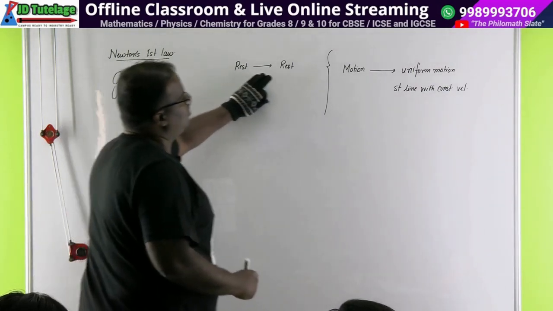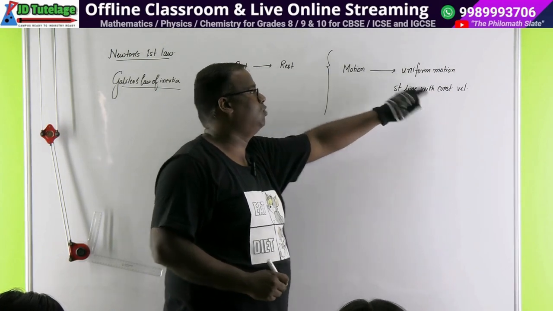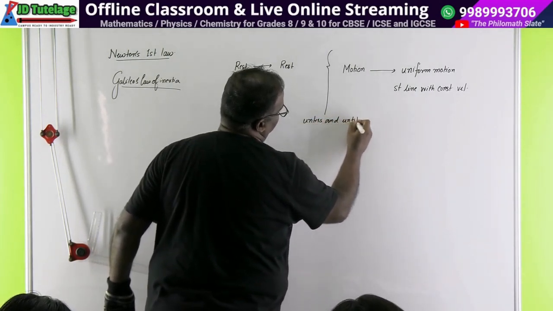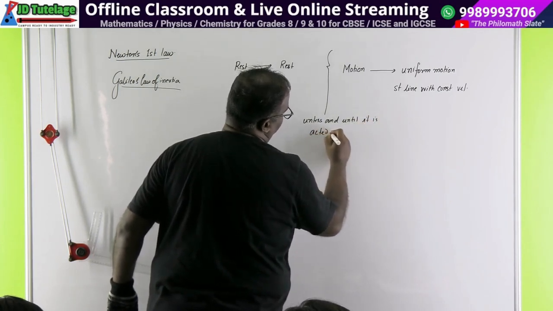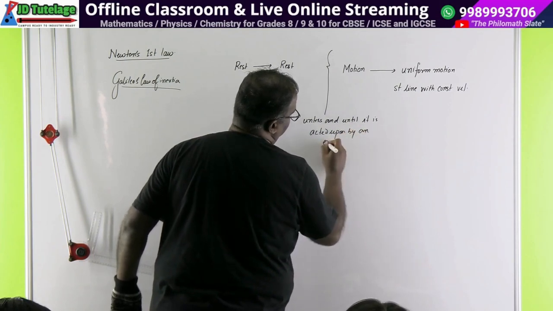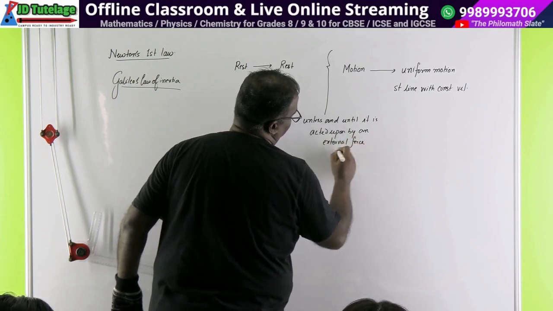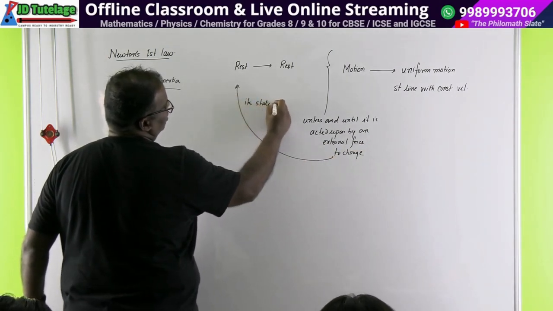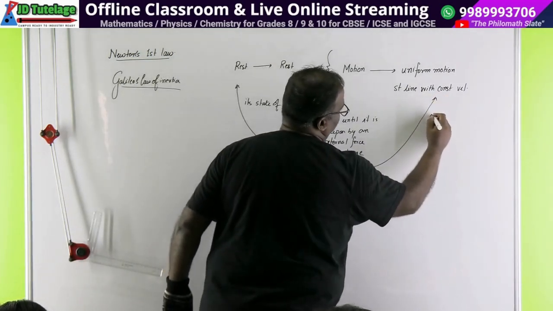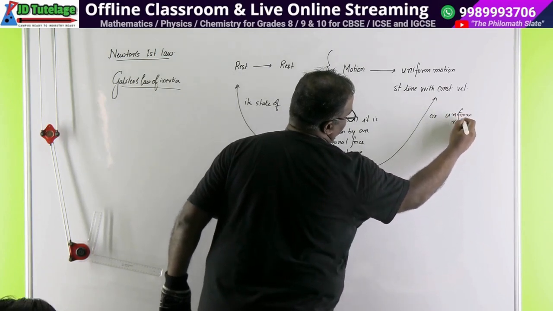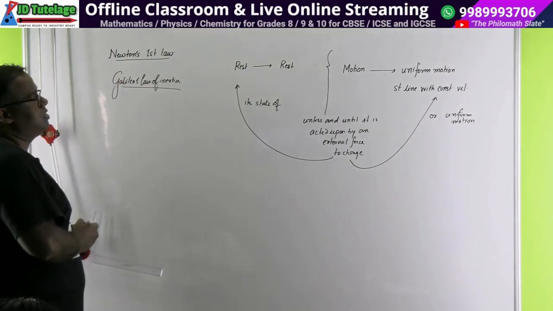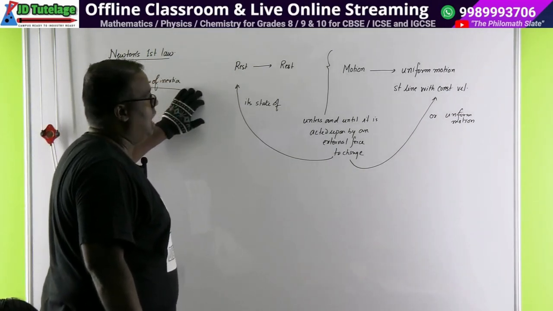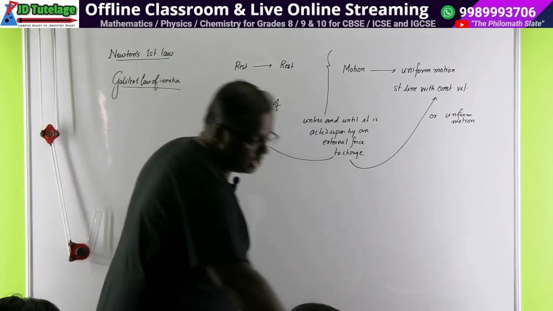So a body at rest remains at rest, and a body in motion continues to be in its state of uniform motion unless and until it is acted upon by an external force to change its state of rest or uniform motion. Do you see, did you understand? Again, a body at rest remains at rest, or a body in motion continues to be in uniform motion, that is motion in a straight line with constant velocity, unless and until it is acted upon by an external force to change its state of rest or of uniform motion.